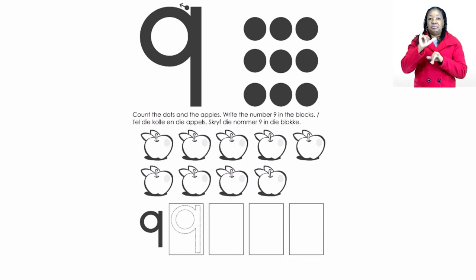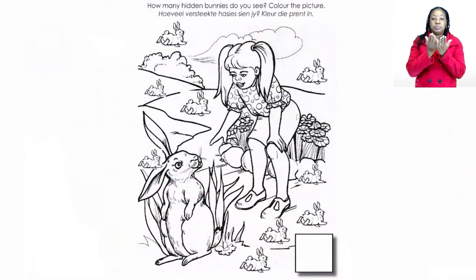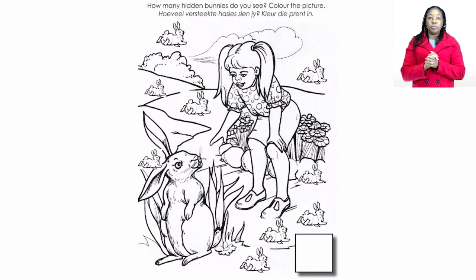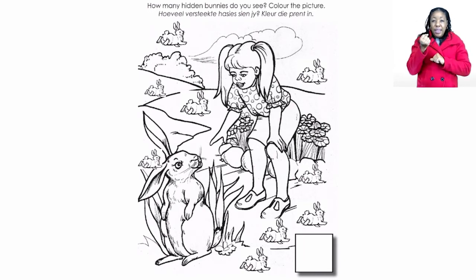Now let's turn over to page 4 of our booklet. On page 4, I will read the instruction. The instruction says, how many hidden bunnies do you see? Color the picture. There is a little girl and there is a rabbit, but there are little tiny hidden bunnies. Let's try to find out how many bunnies are hiding.